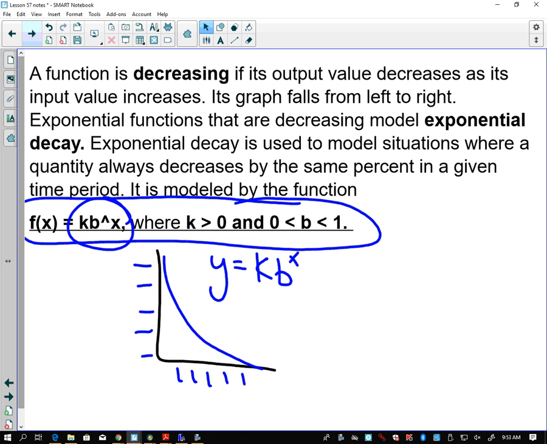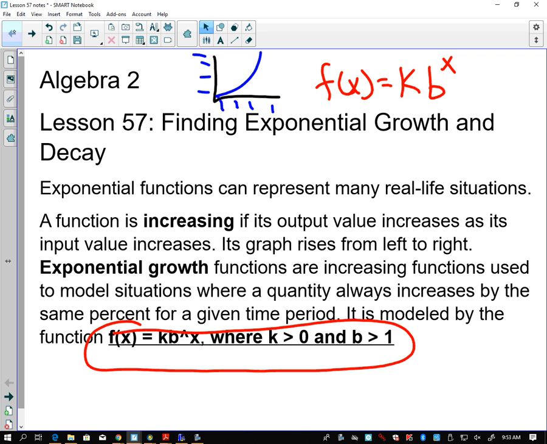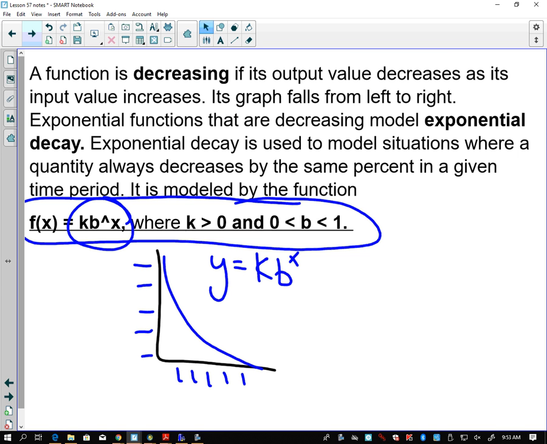Here, my k value is greater than 0. What was the difference here? The k value is still greater than 0, so nothing's changed as far as the k value, but my b value changes. My b value is a number that's greater than 0 but less than 1. Give me an example of a number that's greater than 0 but less than 1. 1/2. It's a positive fraction less than 1. Does that make sense? So 1/3, 1/2, 1/4, 3/4, right?